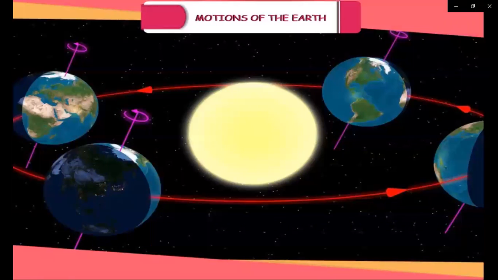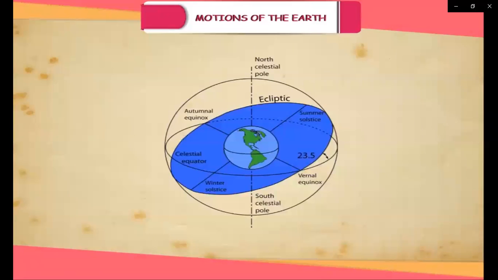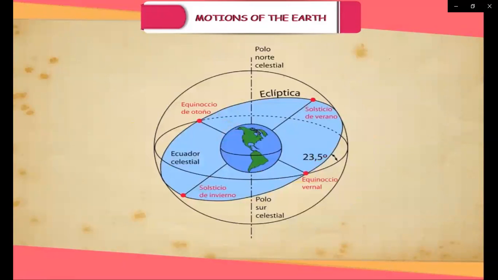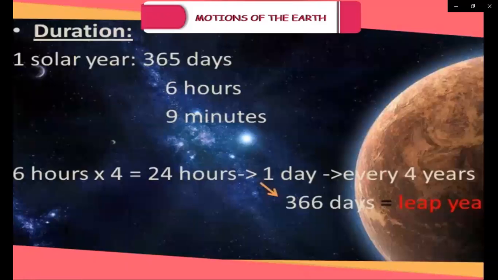Revolution. The second motion of the Earth around the Sun on an elliptical orbit is called revolution. Elliptical orbit means that the path of the Earth around the Sun is of oval shape and not round or circular. The Earth completes one revolution in a period of 365 days and 6 hours. We consider a year consisting of 365 days only and ignore 6 hours for the sake of convenience.